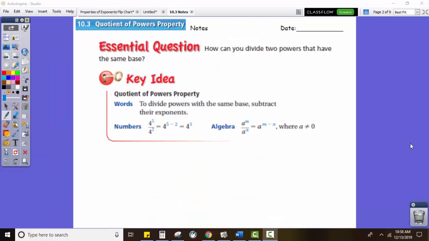Okay, we're going to move on to the notes for 10.3. So the essential question is, how can you divide two powers that have the same base? And remember, to divide powers with the same base, you subtract their exponents. So this should be becoming familiar to you. For example, if you have 4 to the fifth divided by 4 to the second, you subtract the exponents of 5 minus 2, these exponents, and then you keep the same base of 4. 5 take away 2 would be 3. So you have 4 to the third power.